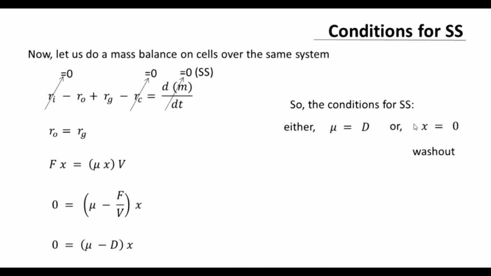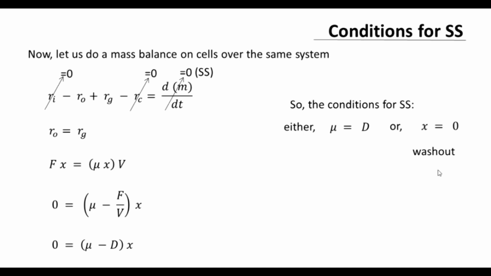When x equals 0, what does that mean? X is the cell concentration in the outlet stream. When x equals 0, there are no cells coming out in the outlet stream, which is called a washout condition. It can actually happen in the case of a chemostat operation. There might be no cells coming out, and the reactor could be at steady state even under those conditions. But it's a useless condition.